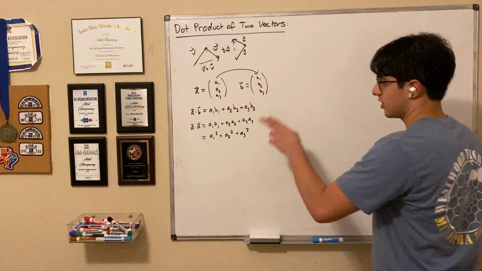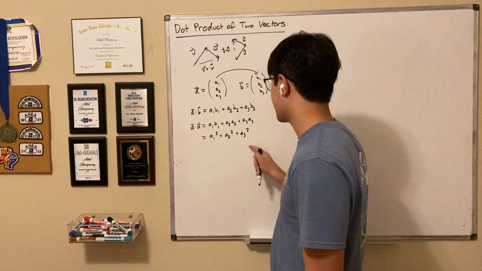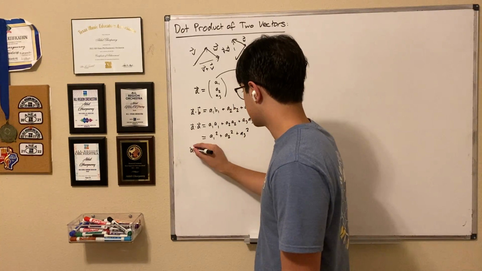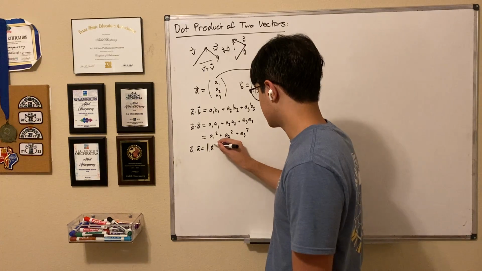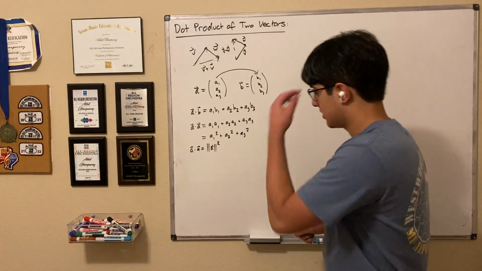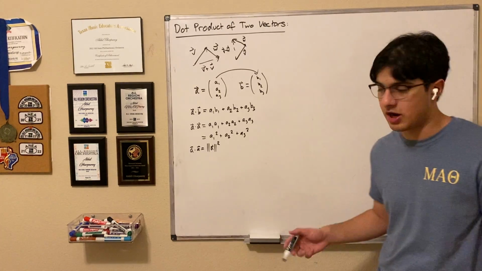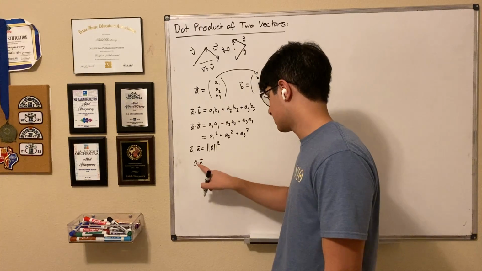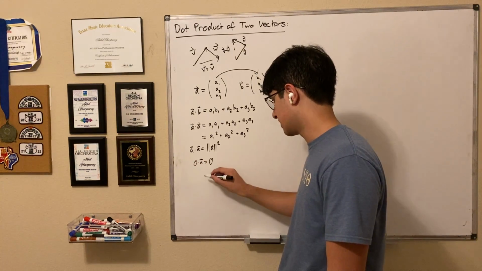Now if you notice here, the sum of the squares of all the components is the same thing as the magnitude of A squared. Hence, the dot product of a vector with itself is just the magnitude of that vector squared. That's just an example of a property. Some other properties include the zero vector: 0 dotted with a vector is going to give you 0.